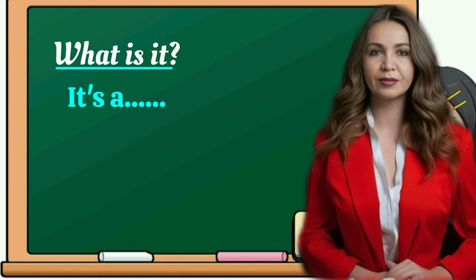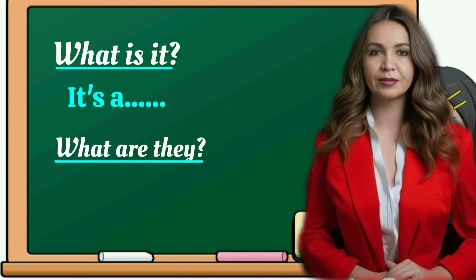It's a. Repeat after me. It's a key. It's a cat. And if we have more than one, we say, what are they? Repeat after me. What are they? It sounds like one word. Now when you answer, they are chairs, they are markers, they are keys.